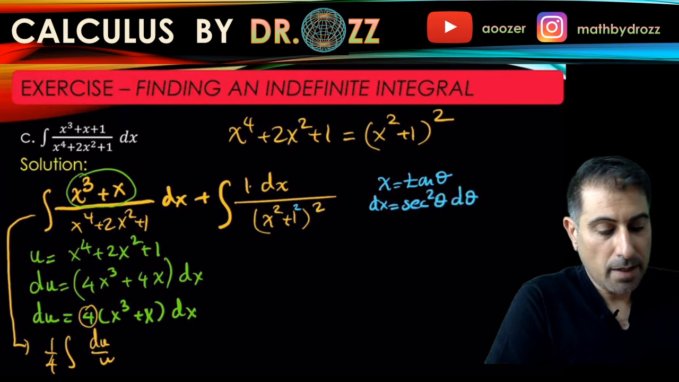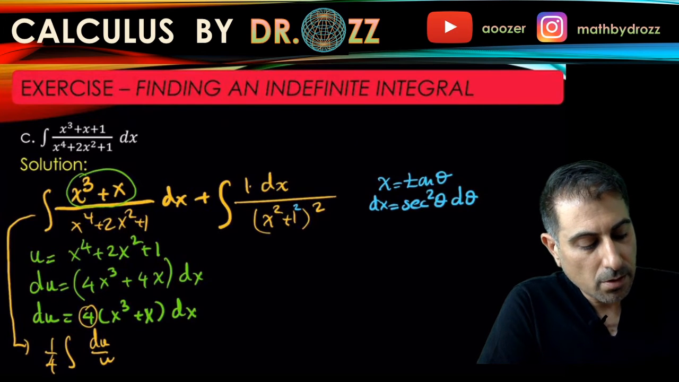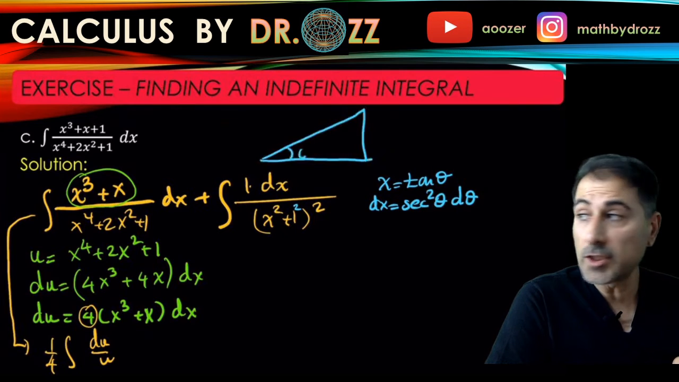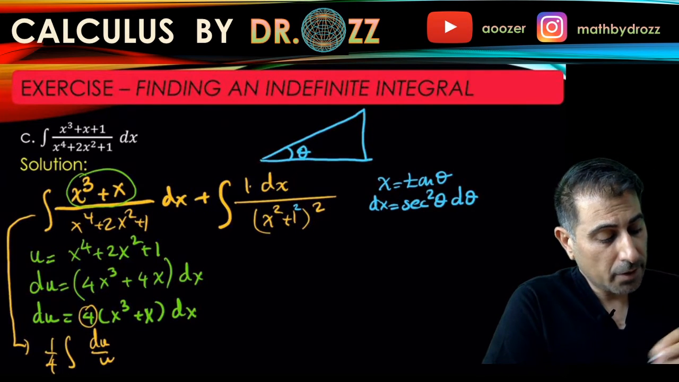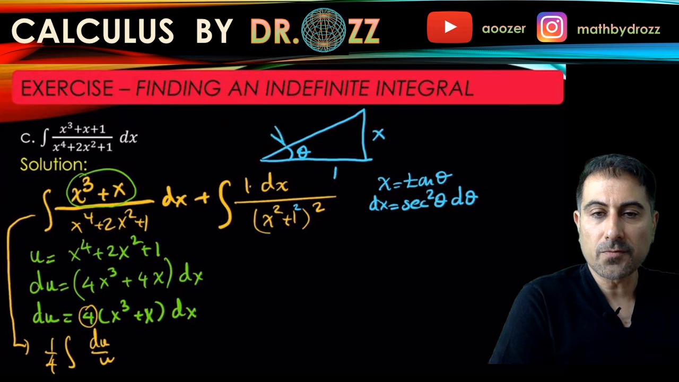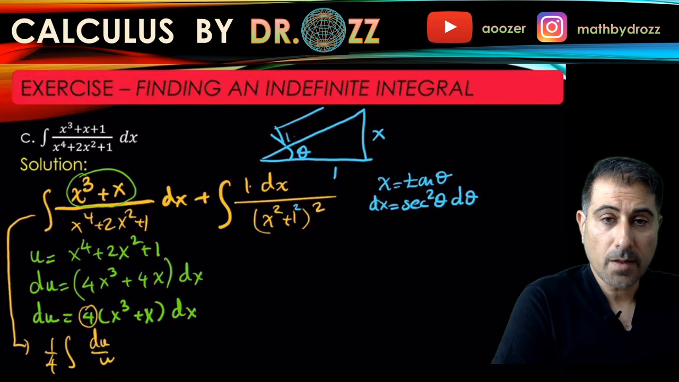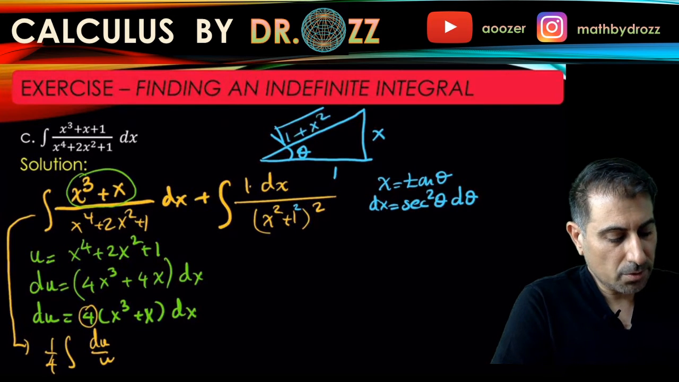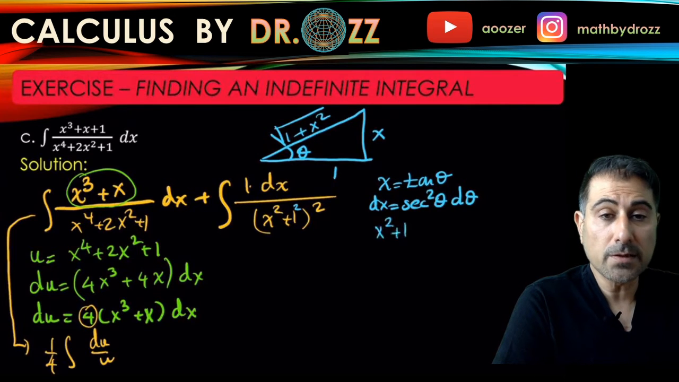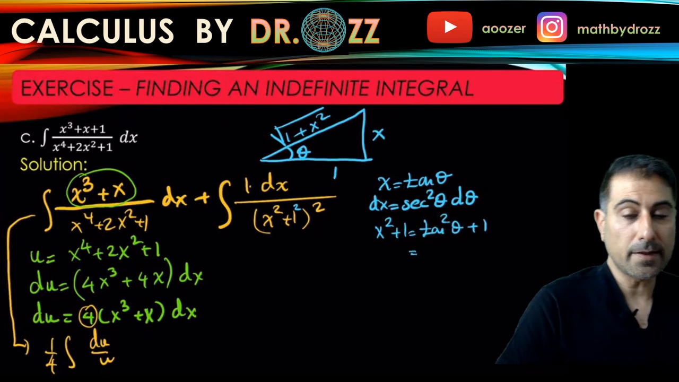Okay? And I'm going to put the triangle right here after I erase this. Tan is opposite divided by adjacent, and tan theta equals x, so x over 1. So the hypotenuse is going to be the radical of the sum of the squares, so the square root of 1 plus x squared. Okay, I think we have all the ingredients. Let's also write what x squared plus 1 is. That is tan squared plus 1, and by using the Pythagorean identity, that is secant squared theta. Okay?